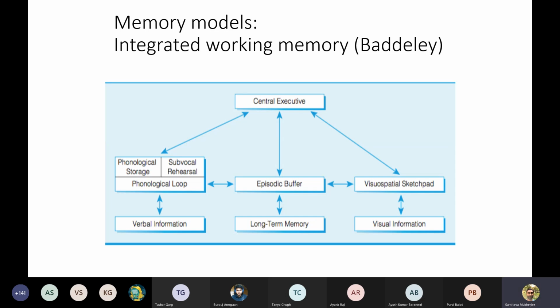Baddeley also said, we have multiple ways information is feeding in, and we have the role of attention and control mechanisms that is at play. So how do we bring in all that together? He said we have to integrate three major ideas. One, we have a high level controller which takes care of what is the information that I'm going to attend to, what's the information I'm going to memorize, and how I'm going to recall. That he called a central executive.